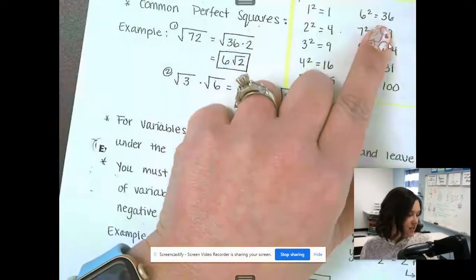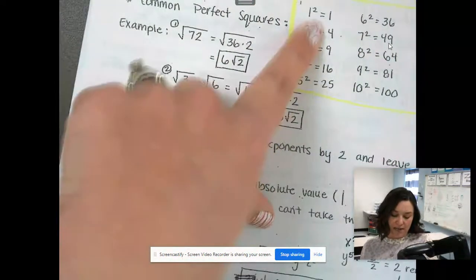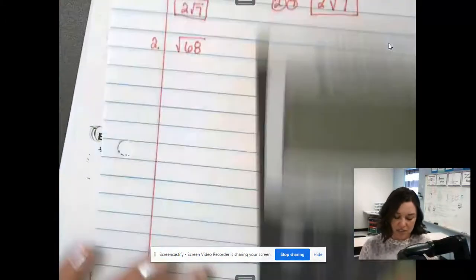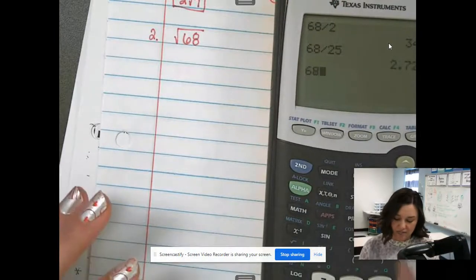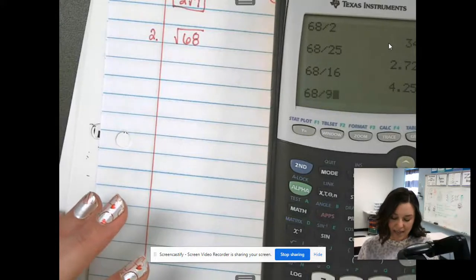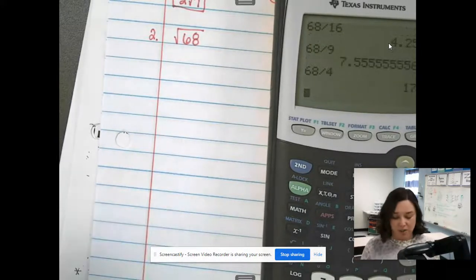There's 36. I'm looking for anything under 34. So I've got to try these 4 right here. And if these 4 work, then I will use one of them. So 68 divided by 25, which I know doesn't work. 68 divided by 16, that doesn't work. 68 divided by 9, that doesn't work. 68 divided by 4, and that does work.